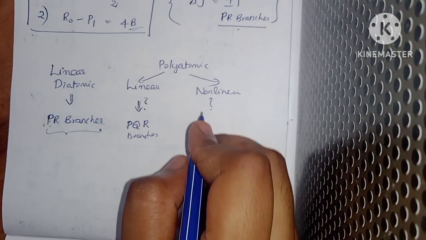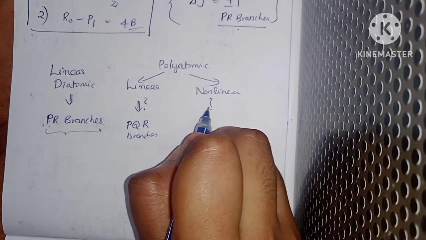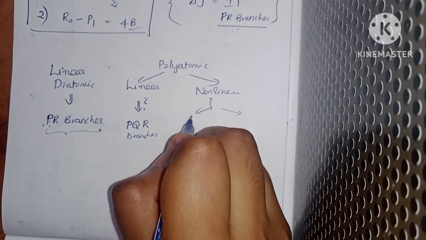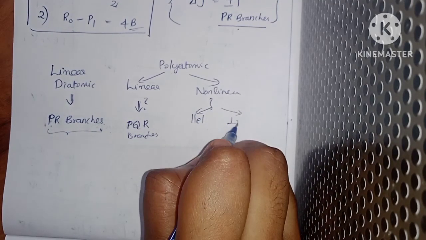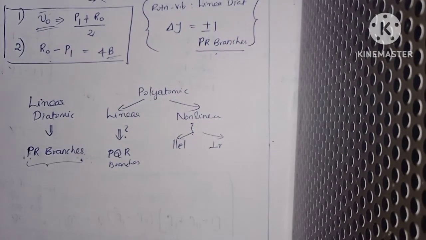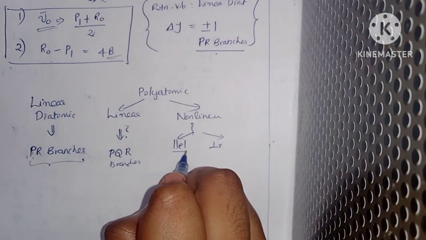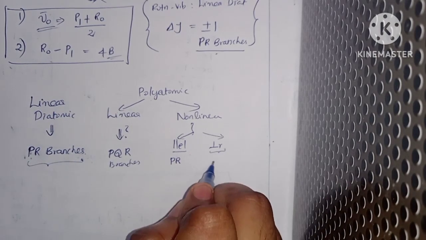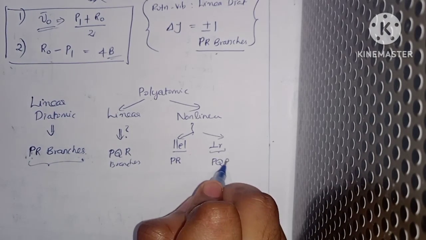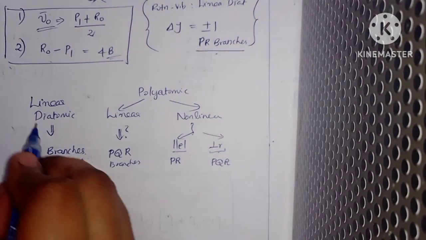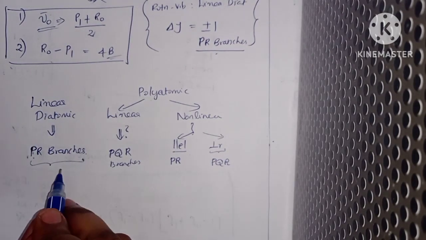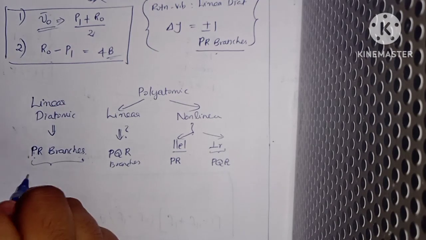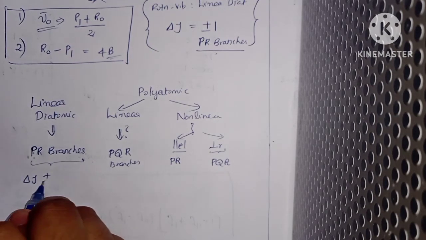For non-linear, we have to consider two cases, the parallel and perpendicular vibration. So different types of vibration can be seen within one molecule. We will discuss it now. If the vibration is parallel, it will give a PR branch. If the vibration is perpendicular, it will give PQR branches. So that means for a linear diatomic molecule only PR branches can be seen, that means delta J is equal to plus or minus 1.